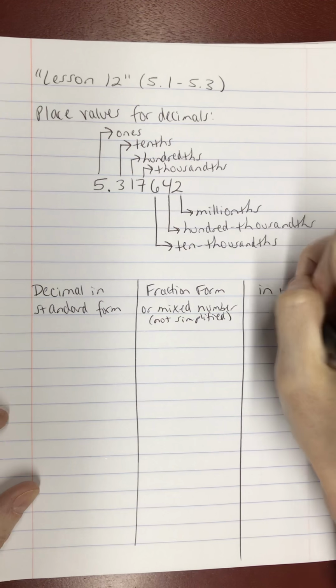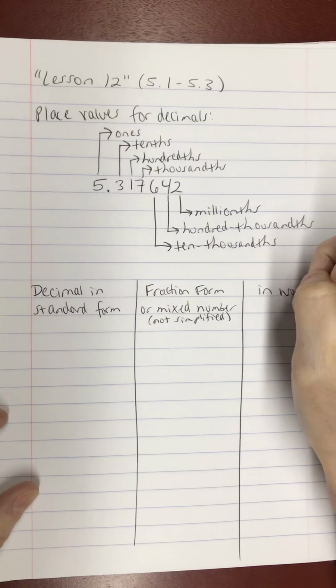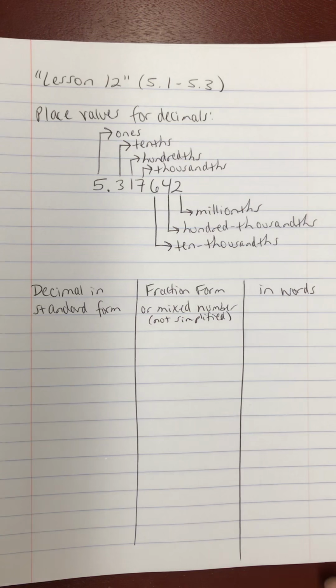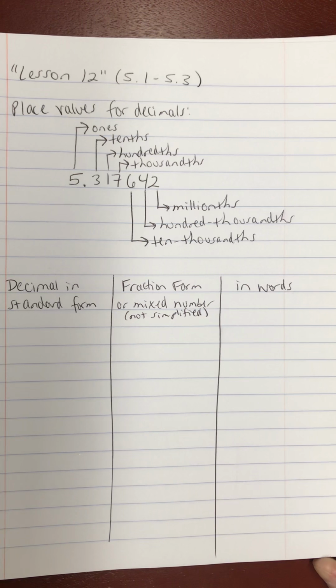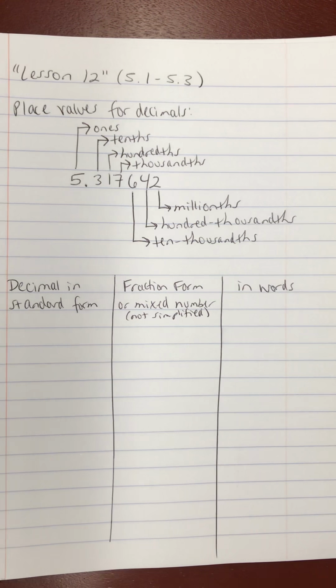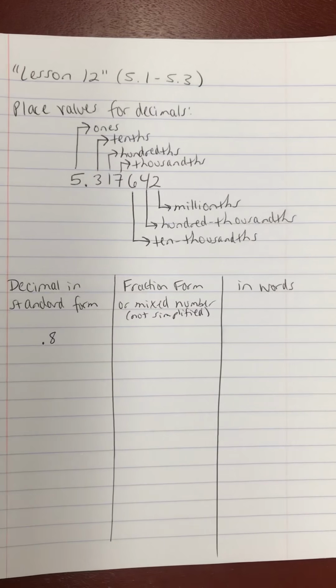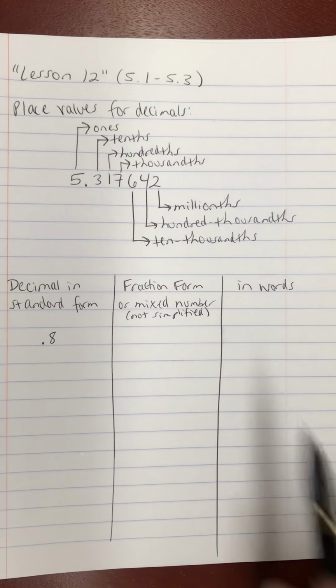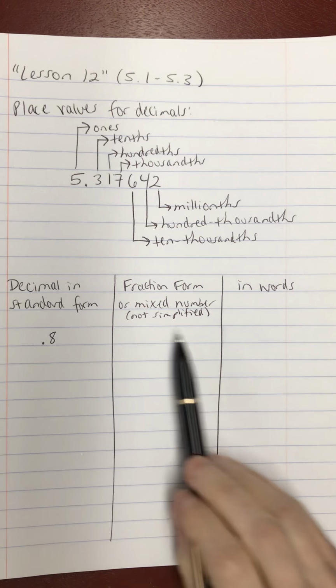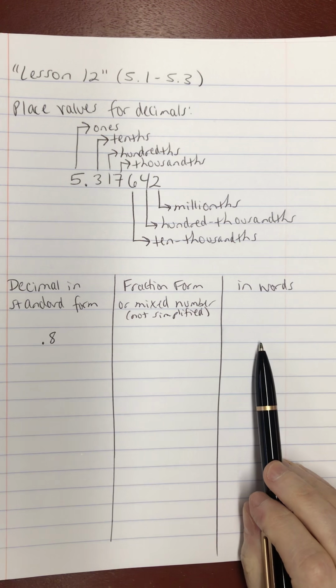And then our last column here, the one that hopefully I saved the most room for, is writing it in words. I'm going to move this a little bit over. Okay, so here's an example of something you could see in the homework, the lesson 12 homework. They might give you a decimal like this. They could say, okay, 0.8. How do you write 0.8 in fraction form, and then how do you write it in words? They want it both ways.